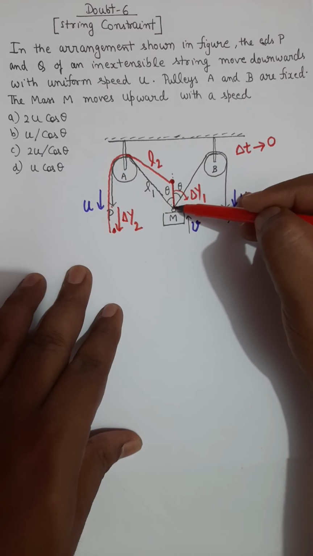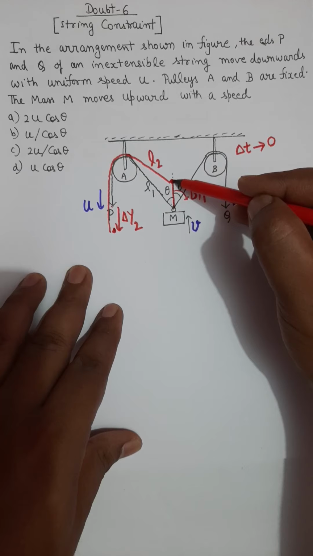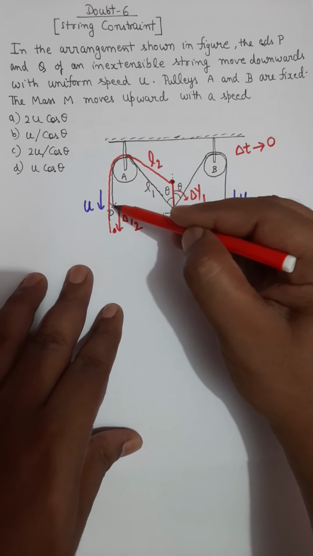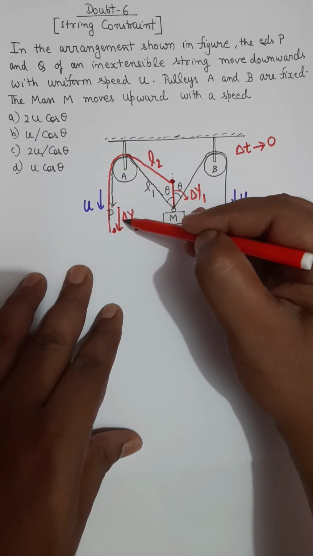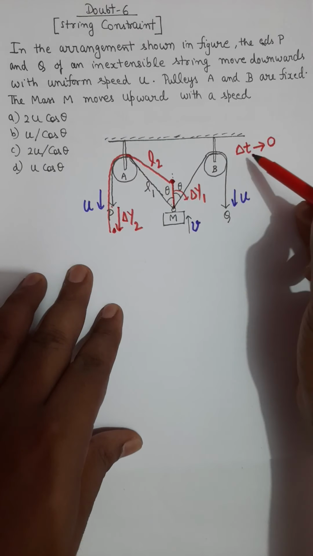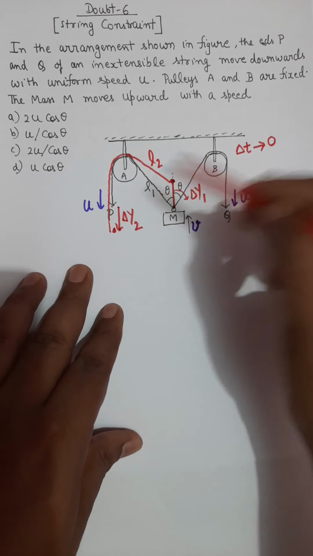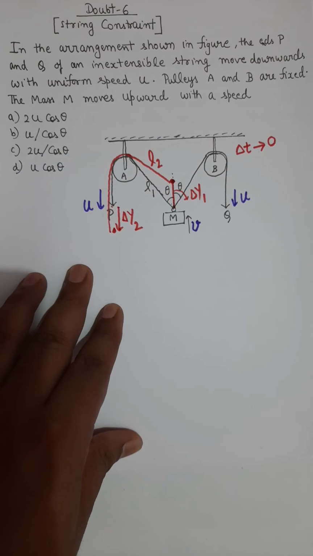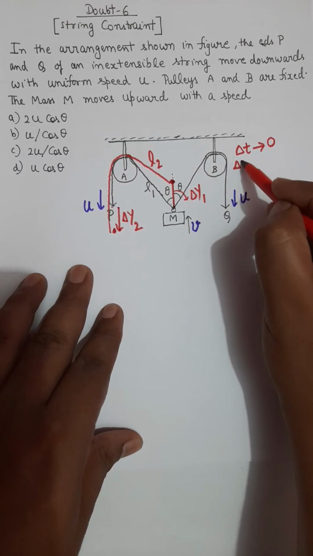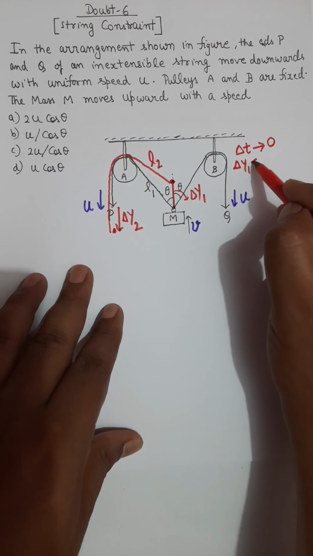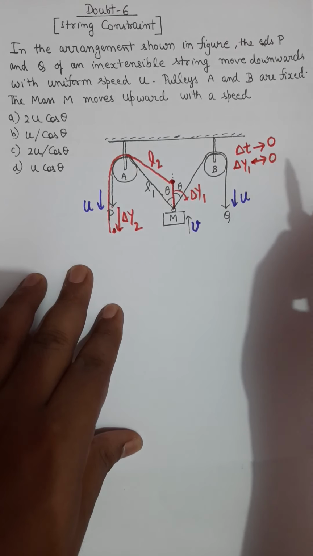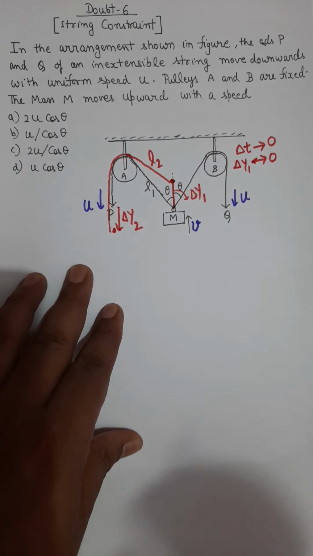Let's say mass m is moving upward by delta y1, and in the same time interval point P is moved down by delta y2. Remember, time interval is tending to 0. So delta y1 and delta y2 are not very large values. In fact, they are small values. Delta y1 is very small, delta y2 is also very small. These distances are very small, so delta y1 is tending to 0. Similarly, delta y2 is also tending to 0.